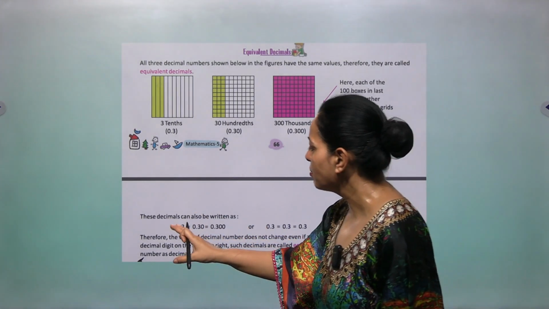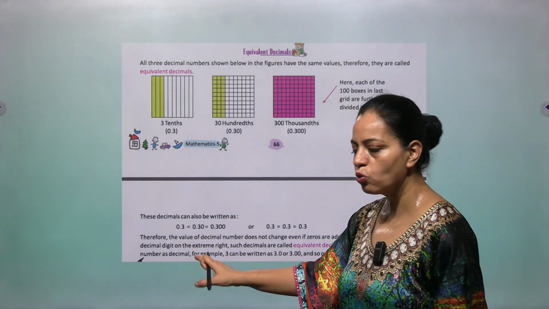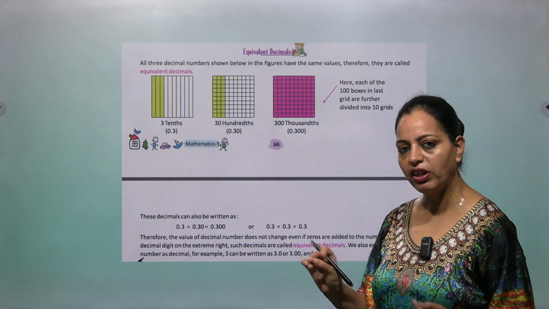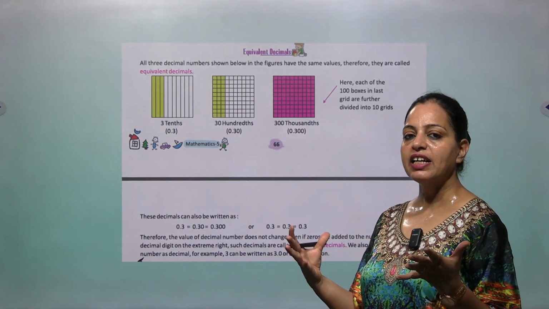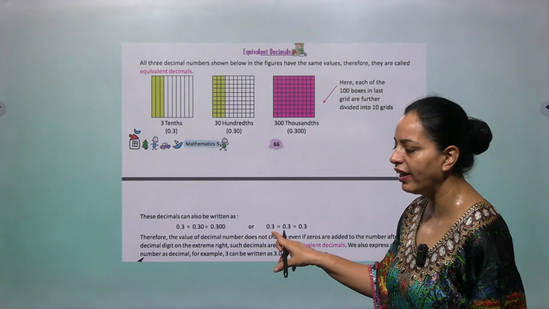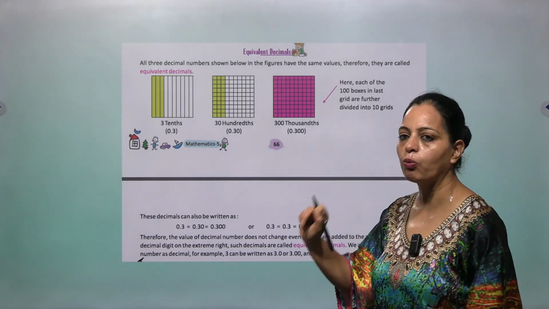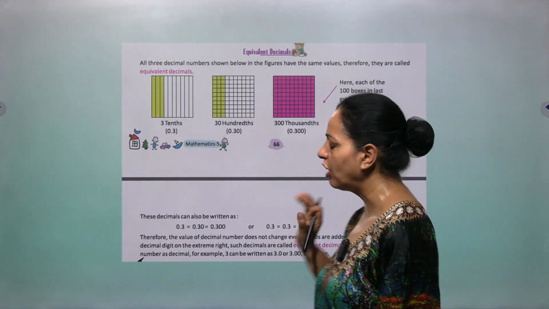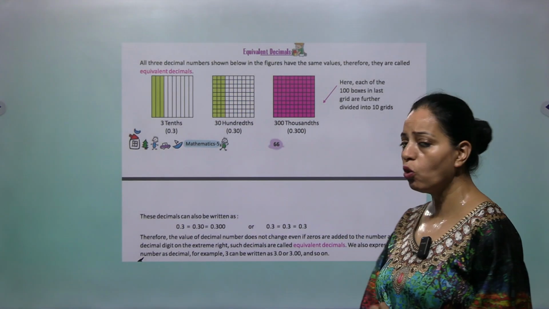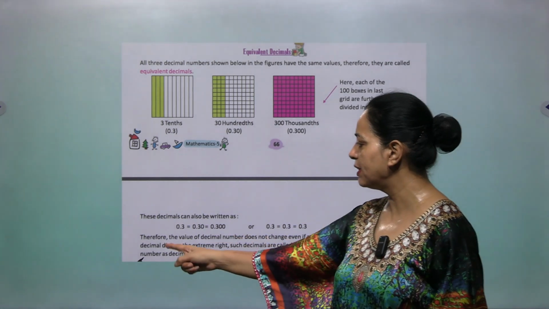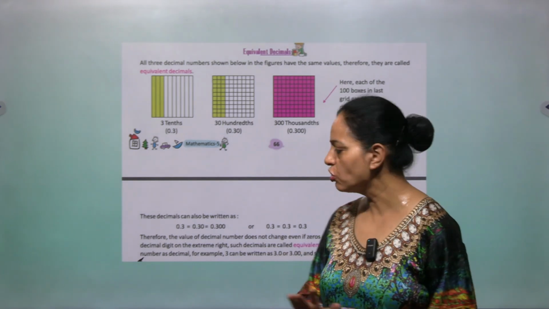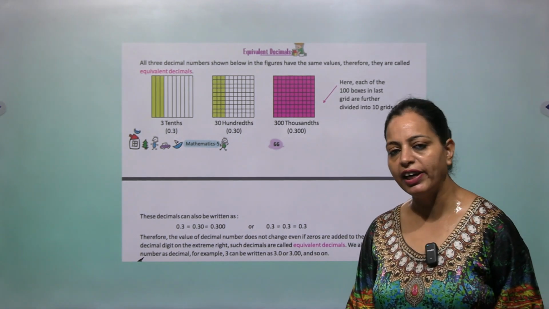So these decimals can also be written as 0.3 equals 0.30 equals 0.300. Zeros कितने भी आ जाएं digit के बाद, value would be same. ये 0.3 ही रहेगा, ये भी 0.3 बनेगा और ये भी 0.3 बनेगा. So these all are equivalent decimals. Therefore the value of a decimal number does not change even if zeros are added. The number after the decimal digit on the extreme right, जितनी मर्जी zeros add कर दें, value does not change. So such decimals are called equivalent decimals.